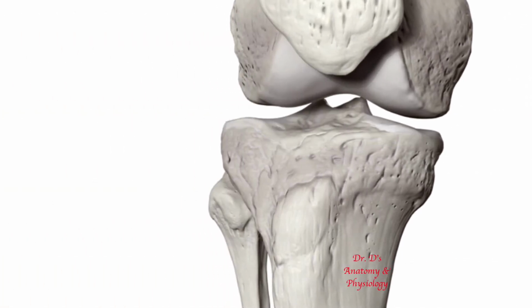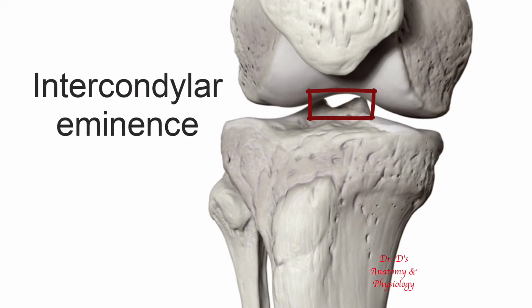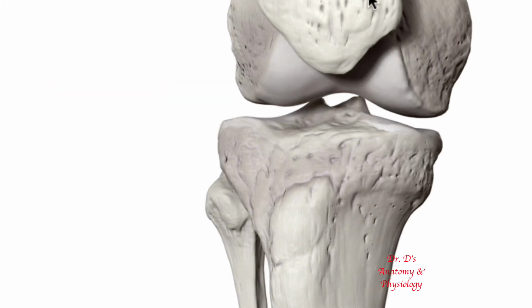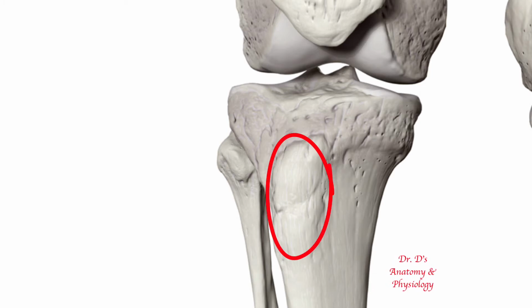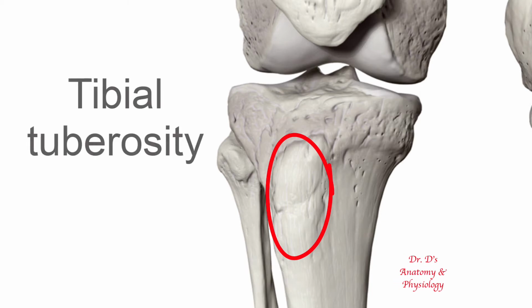Here is an anterior view, and we can see tubercles between the condyles, to which the cruciate ligaments of the knee will attach. This raised portion of the bone between the condyles is called the intercondylar eminence. Below the condyles, on the anterior side, there is a raised roughened area to which the patellar ligament will attach. This roughened area is called the tuberosity, and this tuberosity is called the tibial tuberosity.